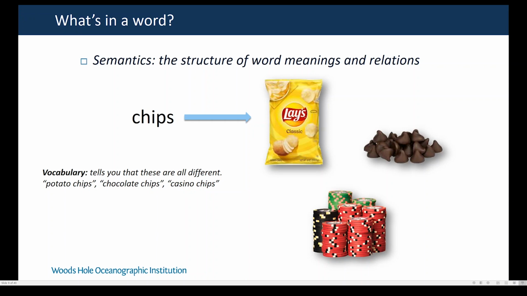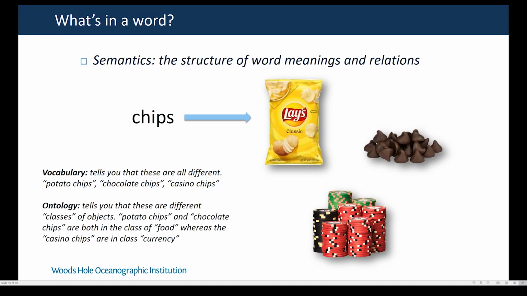A vocabulary can define potato chips as thin sliced sections of potato that are fried. It can define chocolate chips and casino chips and tell you that they're all different. However, an ontology gives extra information to a vocabulary as it can define these three different entities as, say, different classes. So we could look at the potato chips and the chocolate chips as a class of food, whereas the casino chips may be part of the class currency.